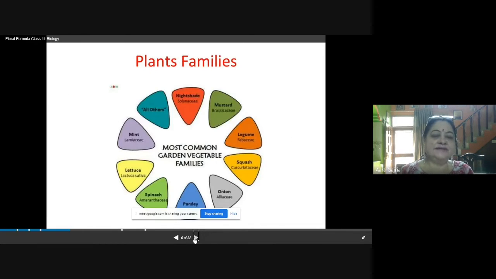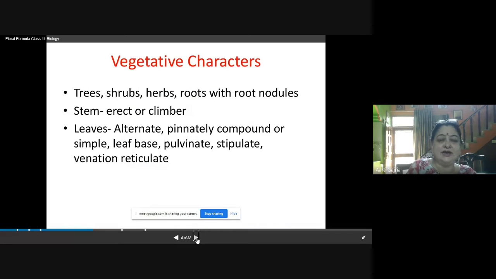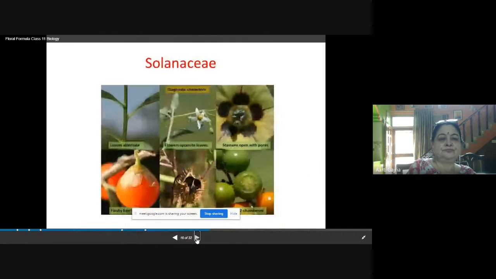Now these are the families, the plant families. Different families are there, like the division of the plant kingdom. In the classification we have learned that plants are divided into many families. So in your syllabus there is one family we have to do, Solanaceae or Liliaceae. This is the Solanaceae. It is commonly called the potato family.